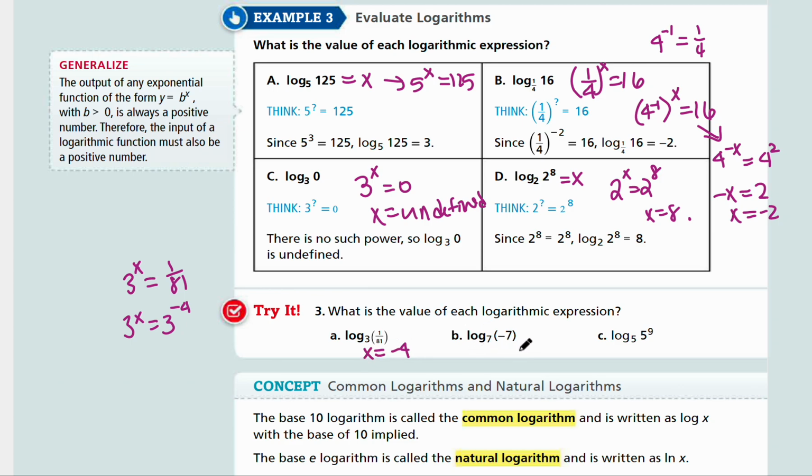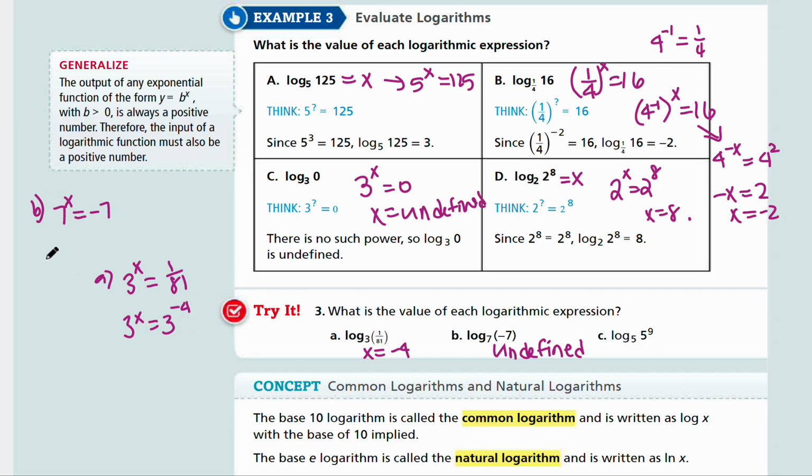And part B, log base 7 of negative 7 means you need to find x such that 7 to the power of x is equal to negative 7. In this case, could the base ever be negative? There is no power that can make the base equal to a negative. You can make it a fraction, but no, there's no power that can make it negative 7. So this is undefined.